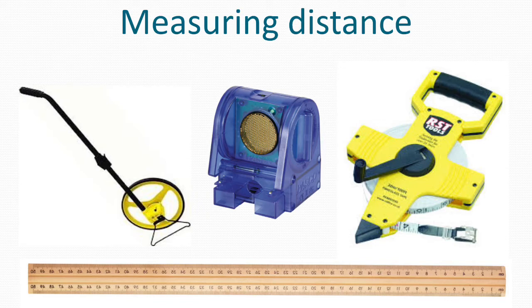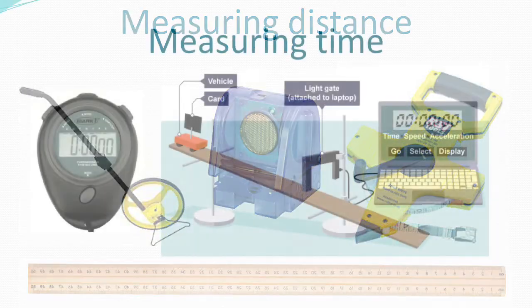If it's an even longer distance, then we might use something called a trundle wheel, and you can see a picture of one of those on the left. Finally, if we wanted to take lots of readings, we could use something called an ultrasonic distance sensor, and there's a picture of one of those here in the center of the page. Hopefully we'll get to try one of those in class.